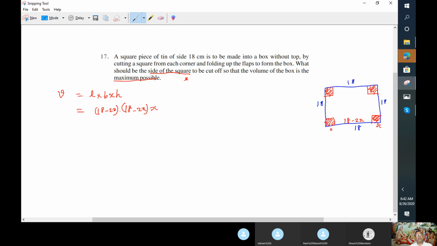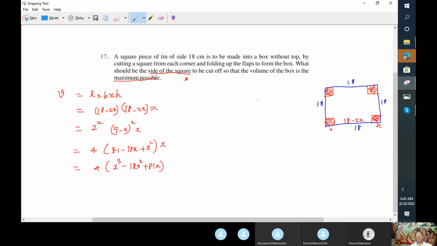Now you can simplify that. Take 2 common, and if you take 2 common, this is 9 minus x. 2 square, 9 minus x whole square into x. You can simplify that. 9 nines are 81, minus 2 nines are 18x, plus x square, into x. You can reorder: x cube minus 18 x square plus 81x.